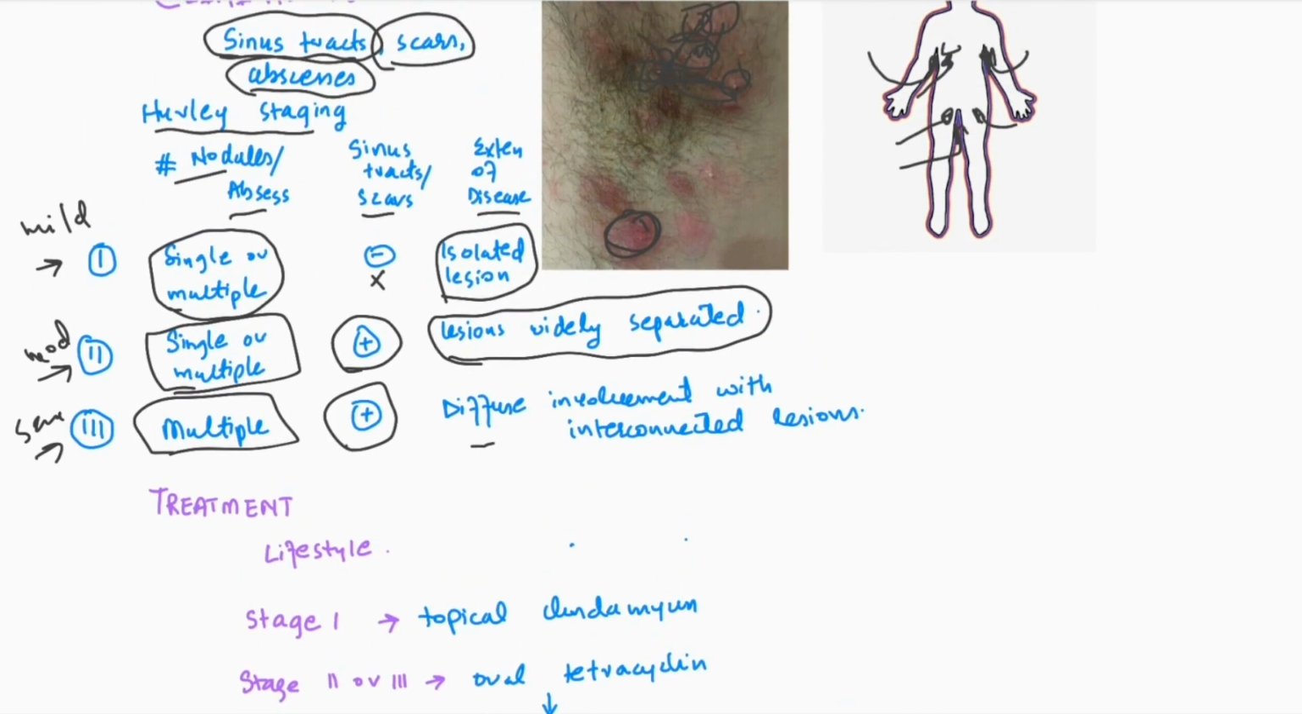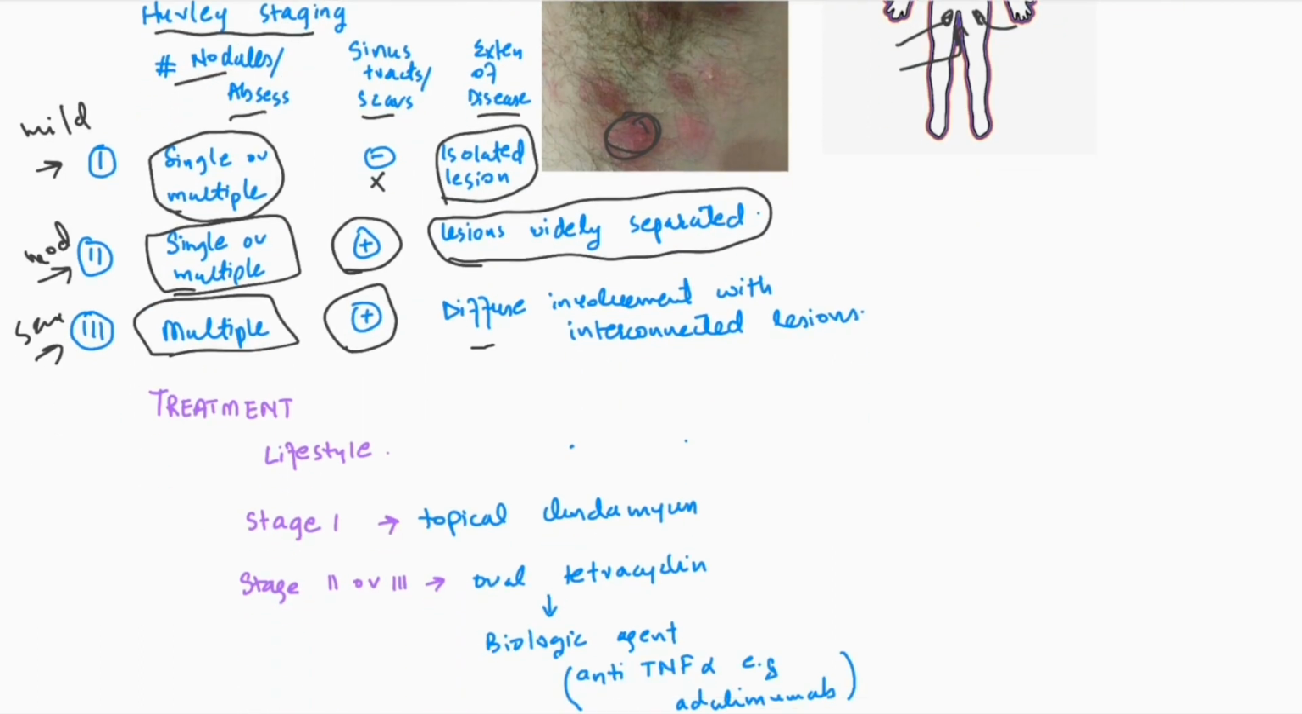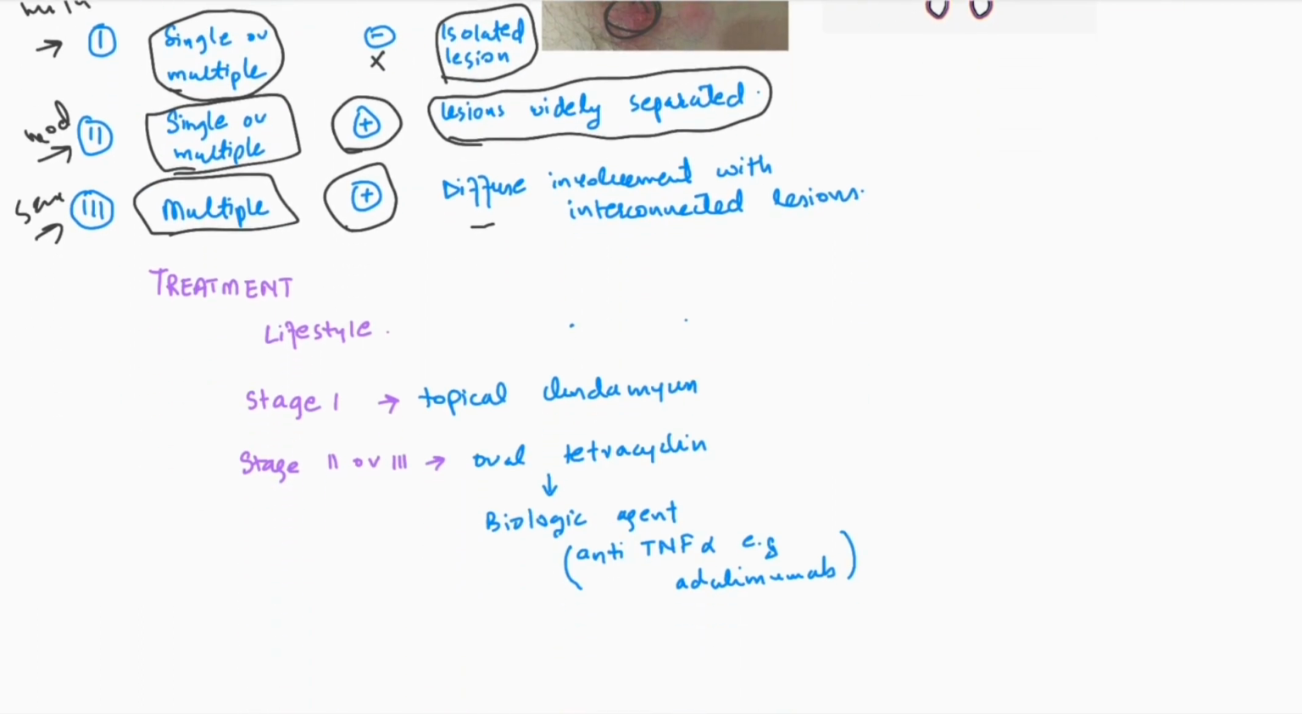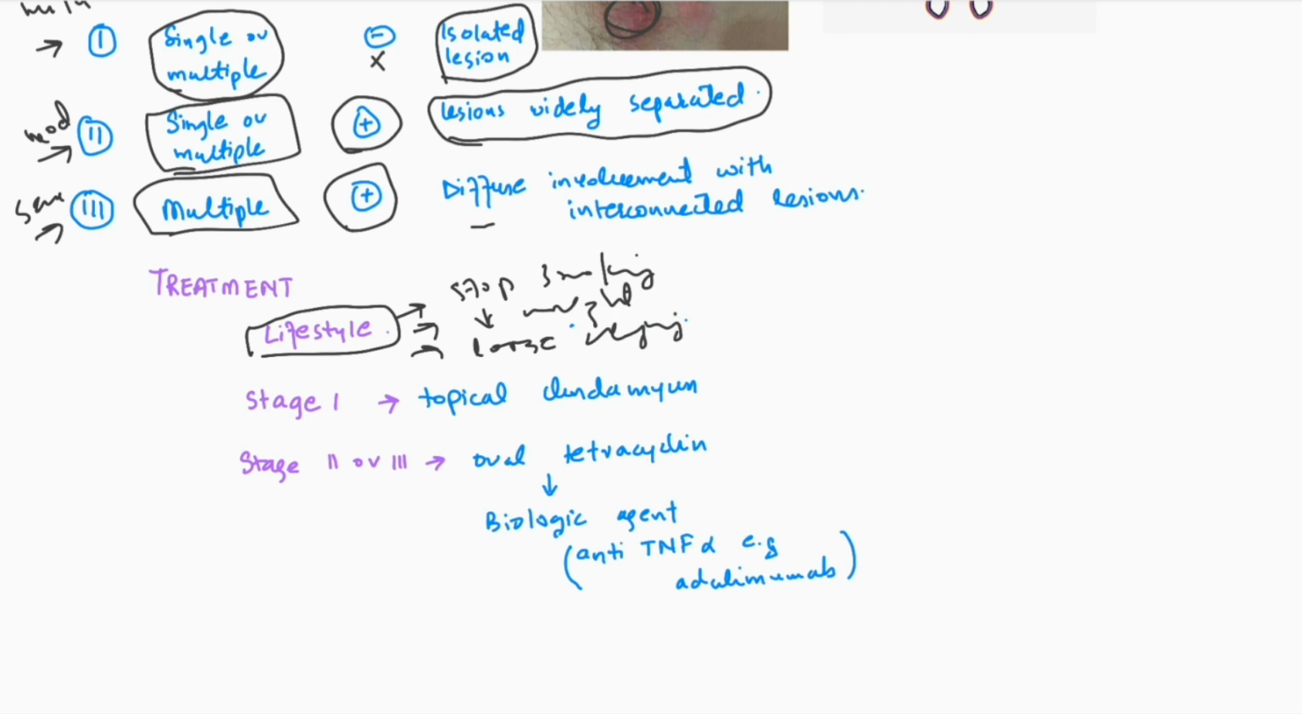So that was basically about the clinical features, and then let's go down to the treatment. For the treatment, first you should look at the lifestyle. Obviously, if the patient is smoking, stop smoking, and if the patient is obese, try to reduce weight, and other things like control diabetes. Also, loose clothes should be worn.